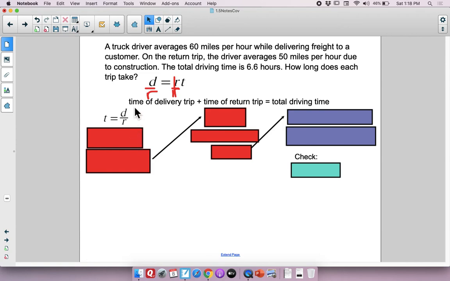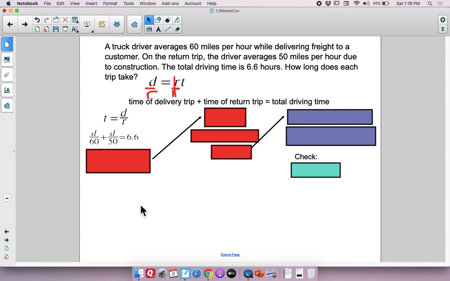So what is the time for the delivery trip? It would be the distance, which we don't know, over the rate, which we do know was 60, right? So we could write that as d over 60. Plus the return time would be, again, distance we don't know, over the rate, which is 50, right? And what is that going to equal? The total driving time, which we know is 6.6 hours.